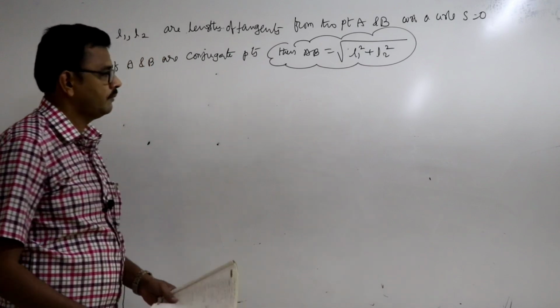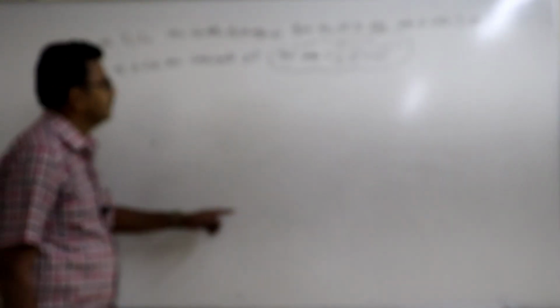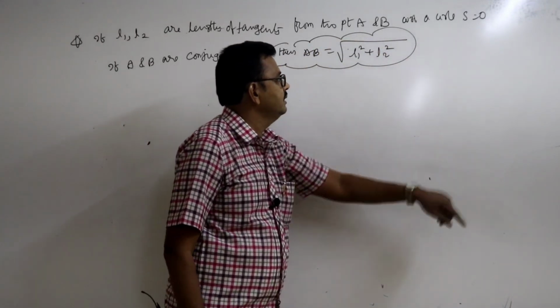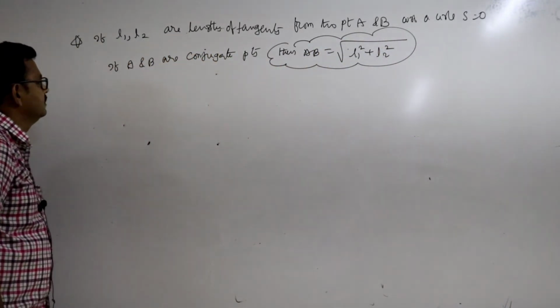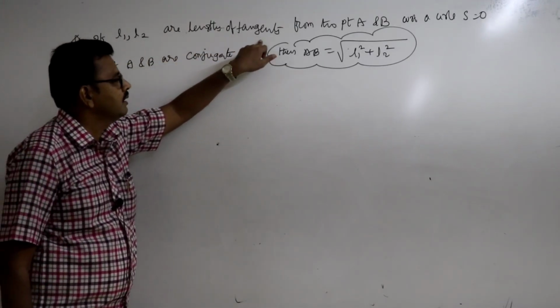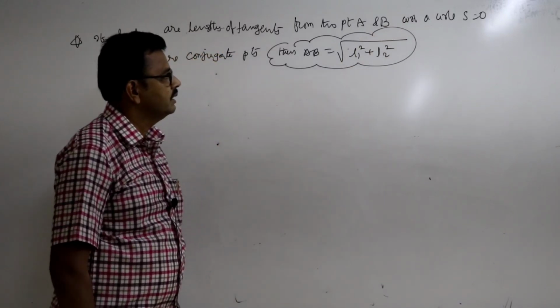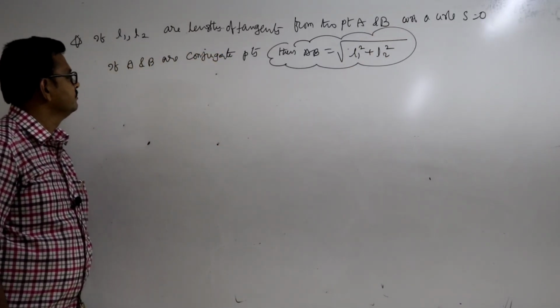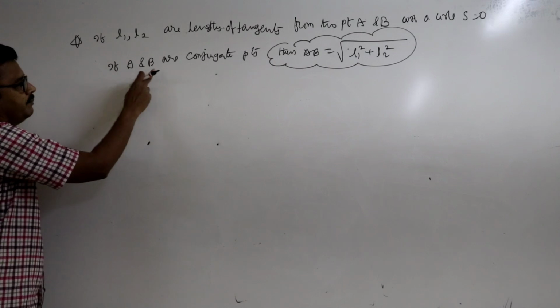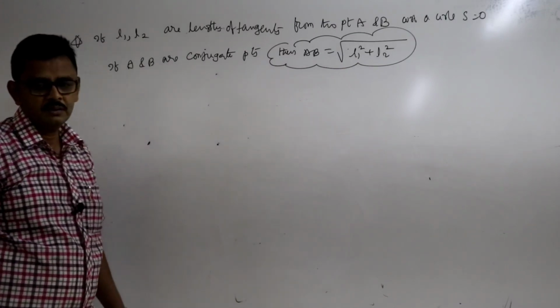A and B are conjugate points with respect to a circle S equal to 0. If L1, L2 are lengths of tangents drawn from two points A and B with respect to the circle S equal to 0, and A and B are conjugate points, then AB length is equal to root of L1 square plus L2 square.